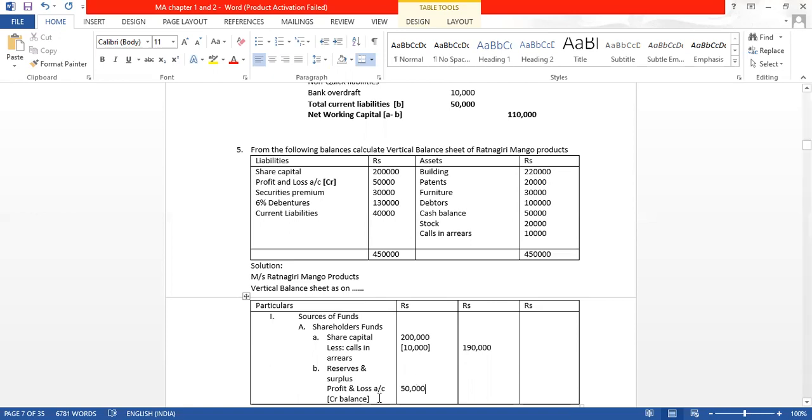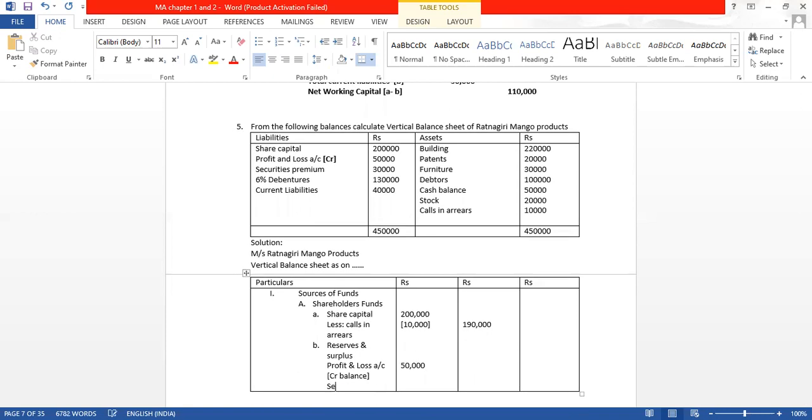Then we have securities premium. What is securities premium? Securities premium is a reserve where, when securities such as shares and debentures are issued at more than the face value, the printed value, the excess amount is premium. That premium money is stored in securities premium. Securities premium is 30,000. Add both and you get the reserves and surplus, which is 80,000.